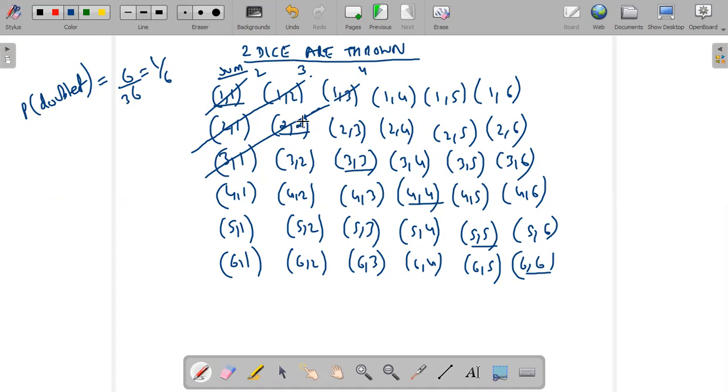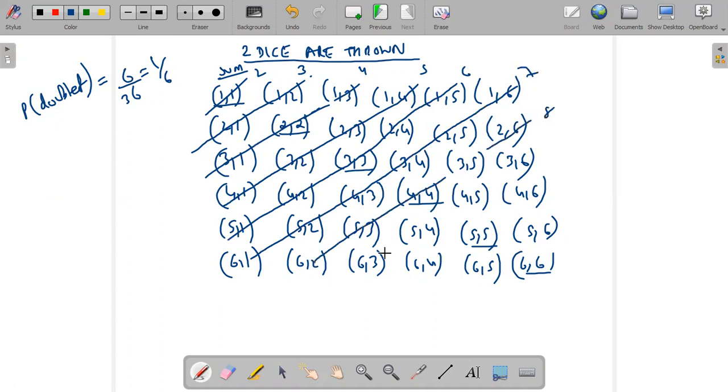The answer will be 1, 2, 3, so 3 favorable cases of total 4. 3 out of 36, that's 1 by 12. So I can go on with this. This line will give me a total of 5. This line will give me a total of 6. This line will give me a total of 7. This line will give me a total of 8. This line will give me a total of 9. See, all of them are totaling up to 9.